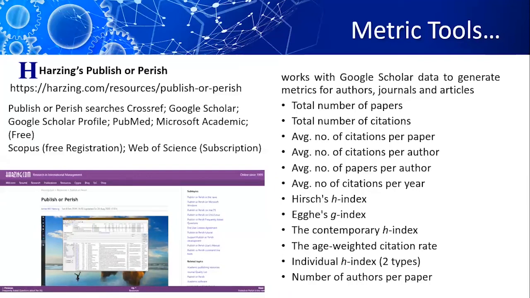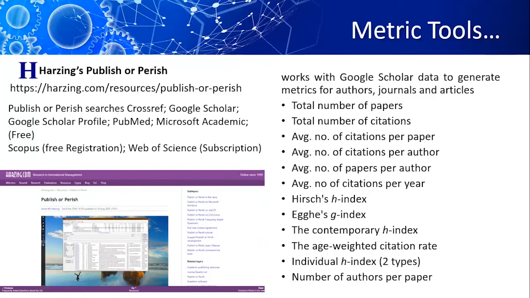And this works with Google Scholar data to generate the metrics for authors, journals and articles. Here you can find the total number of papers for the author or for the journal, or for the articles published in a journal, and total citations for the articles or for the journals or authors, and average number of citations per paper, average number of papers per author, and average number of citations per year, and H index and G index also you can find on this free tool. It's a very small and very light software.